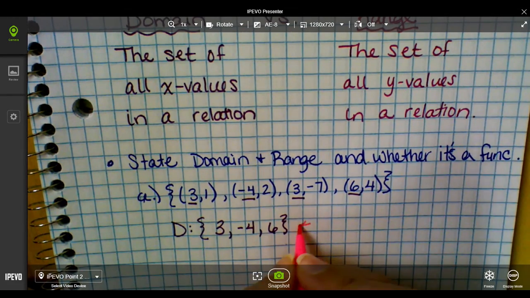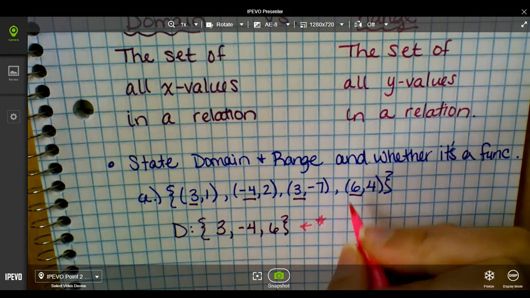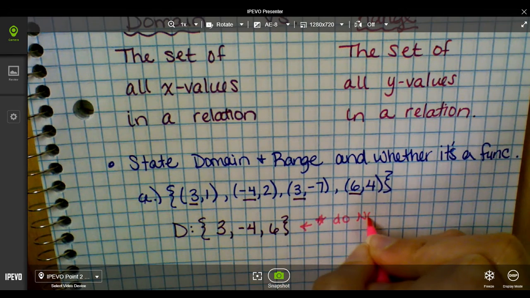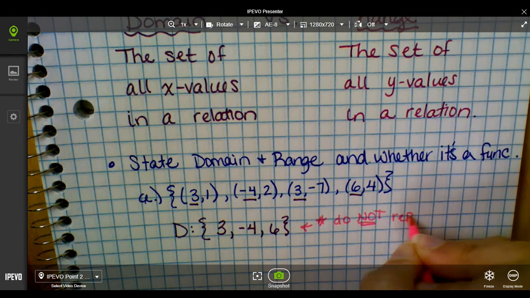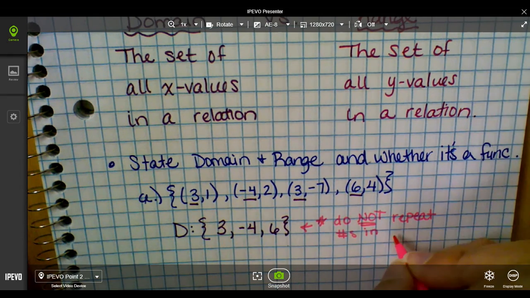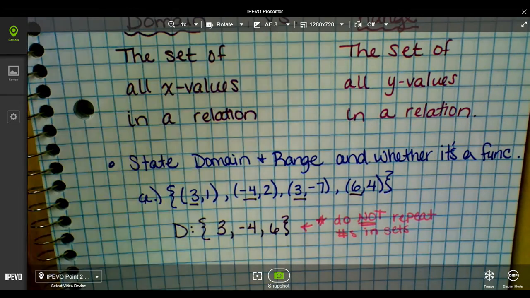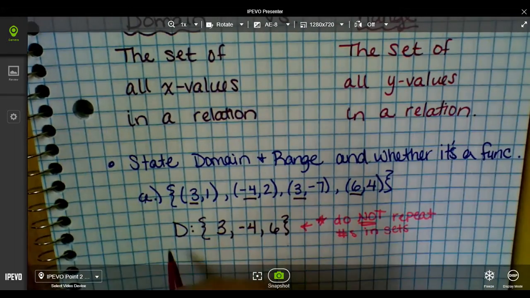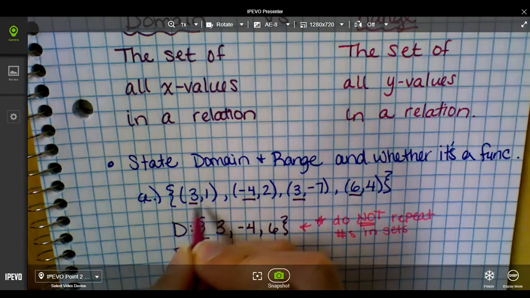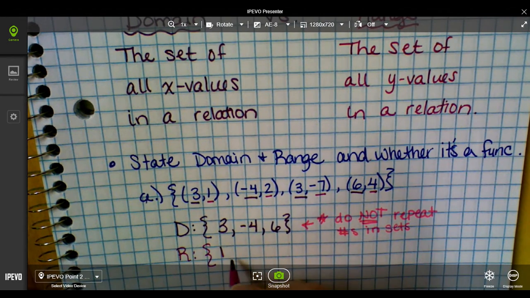But let's just write ourselves a note. So make sure, because I do take off like a half a point on a quiz if you do this, do not repeat numbers in sets. Okay, and then going on to our range, now we just want a set of all of the y values. So we have 1, 2, -7, and 4. Nothing repeats, so I just put all of those guys in there.